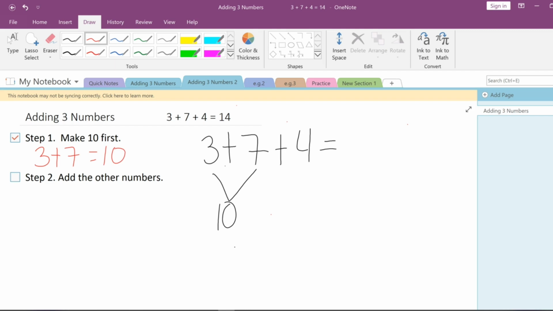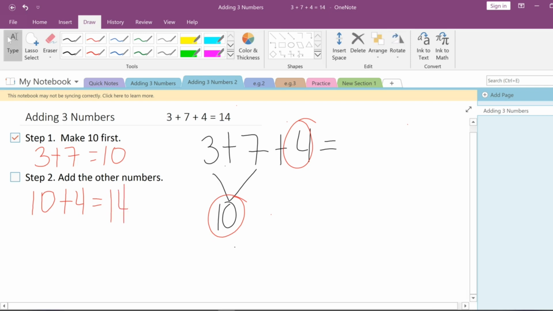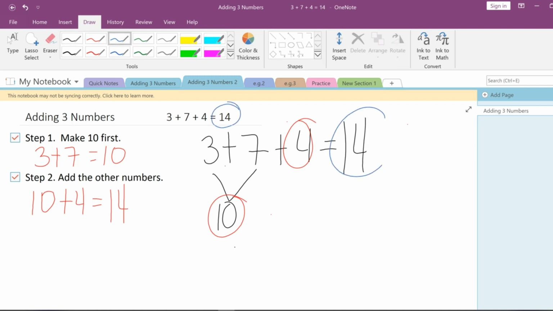Step 2, add the other numbers. What are the other numbers? So we have 10 and we have 4. Let's write down 10 plus 4. 10 plus 4 is equal to 14. Did we do step 2? Yes, we did. So 10 plus 4 equals 14. Did we find the answer? Yes, we found the answer. We have 14 here and we have 14 here.